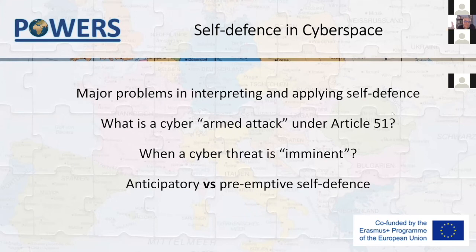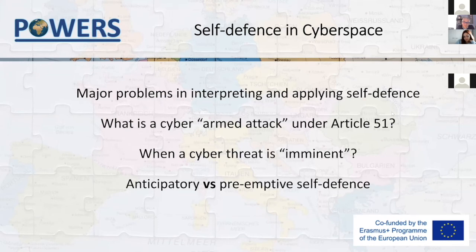So you can see here some questions that states and scholars are asking. What is a cyber armed attack under Article 51? We know from the International Court of Justice that an attack is armed because of its scale, its gravity, its effects. But when is a cyber attack an armed attack? And the other problem I will refer to now: when is a cyber threat so imminent as to allow self-defense under Article 51?